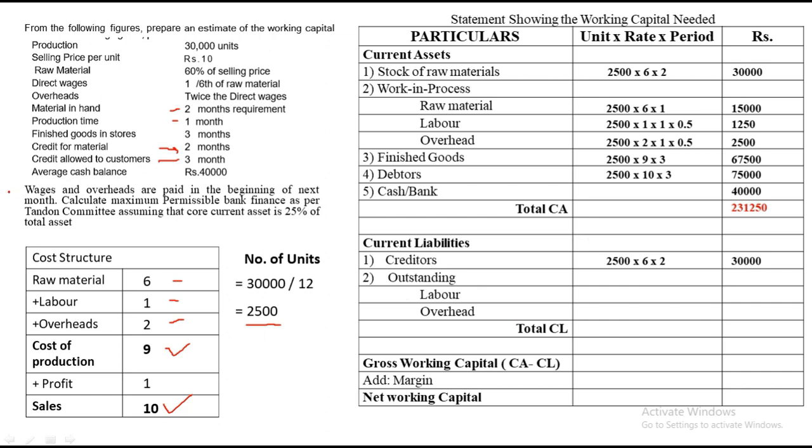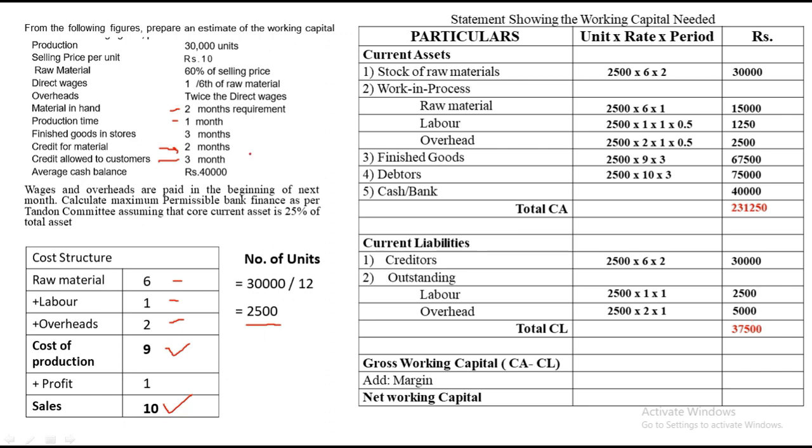Outstanding, if given. Now in the adjustment, they are giving you wages and overheads are paid in the beginning of next month. The current month's wages and overheads are paid in the next month. So there is a time lag of 1 month, or outstanding of 1 month is available. So the period is 1 month. Again, 2,500 into labor, which is 1 rupee, into the outstanding period, which is again 1 month, which comes to 2,500. No half. Here you don't have to take any half. Half is only in WIP. Overheads 2,500 into 2 into 1, which comes to 5,000. We add up, we get a total current liability as 37,500.